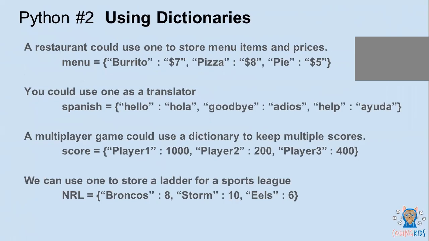A restaurant could use one to store menu items and prices. So menu is a variable which has got burrito, which is $7, pizza $8, pie $5. You could also use it as a translator. So we say Spanish: hello is hola, goodbye is adios, help is ayuda. In a multiplayer game, we could use a dictionary to keep multiple scores. So score could be, and please make sure about the brackets, these are the curly brackets.